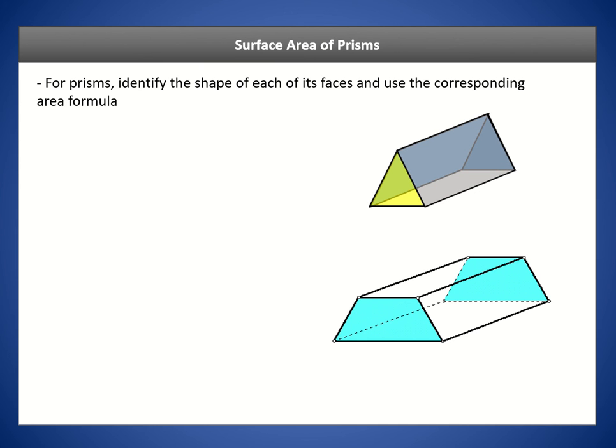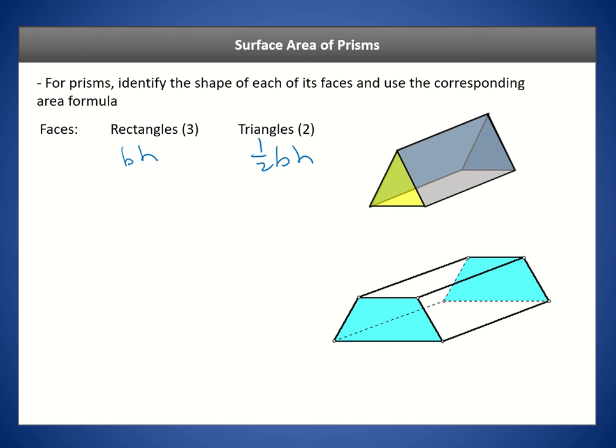All right, so you find the areas of each of those shapes and then you add them. So for the triangular prism, you have 3 rectangles and then you have 2 triangles. Remember that the formula for the area of a triangle is 1/2 base times height. The formula for the area of a rectangle is base times height.